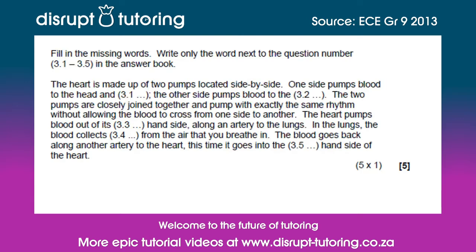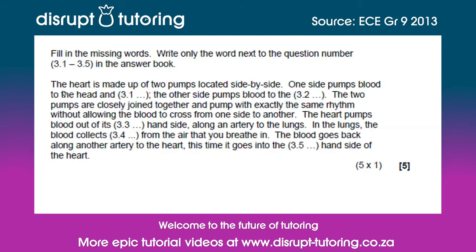We're going to be having a look at a Natural Sciences Life and Living Grade 9 question taken from the November 2013 ECE question paper. Let's dive straight in. We're going to be answering question 3 in that question paper, which has 5-part questions, okay? Now this question is based on the heart or the circulatory system.